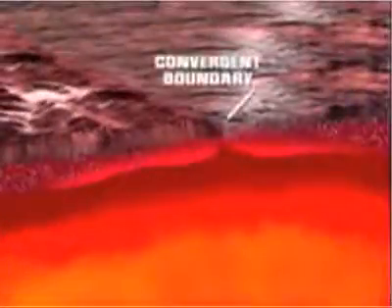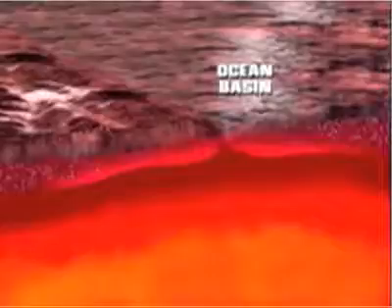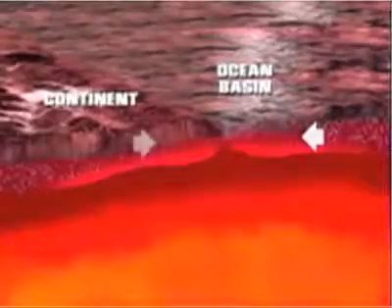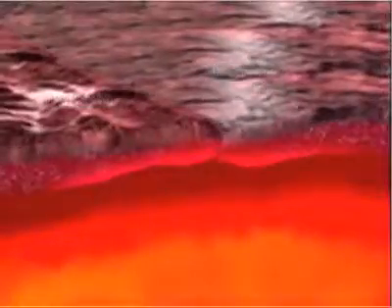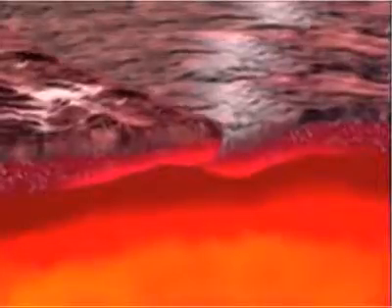And this is where plate material is destroyed, a convergent boundary. In this cross-section, the plate on the right is carrying an ocean basin and is moving in this direction. The plate on the left is carrying a continent and is moving in the opposite direction. The plate carrying the ocean basin is heavier and is diving beneath the plate carrying the continent. The leading edge of the diving plate is consumed back into the Earth's mantle.